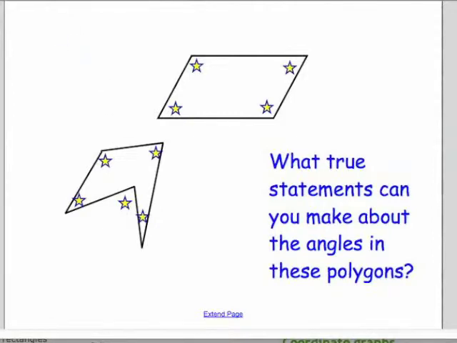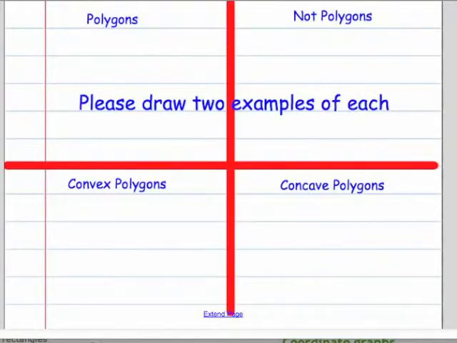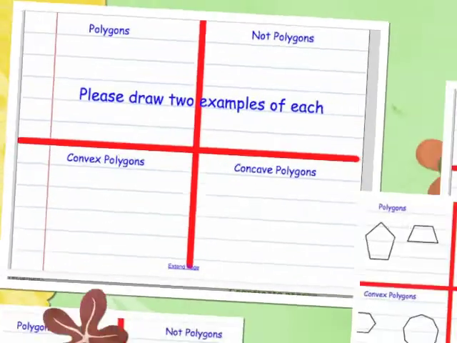So I have a little activity for you to do here. You're going to get another blank sheet of paper. I want you to fold it in half. Label one top polygons, the other top not polygons, and then the bottom two sections convex polygons and concave polygons. And go ahead and I want you to try to draw two examples of each.